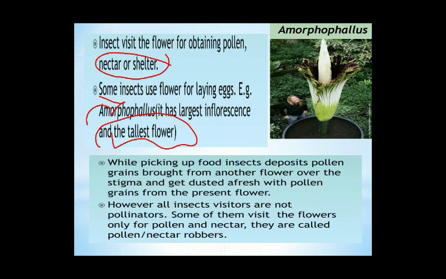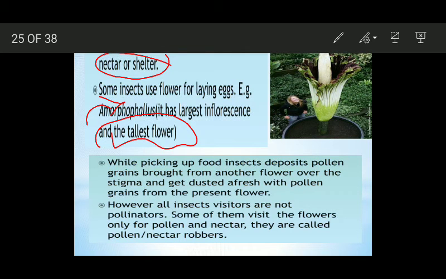Now, while picking up the food, the insects deposit the pollen grains which are brought from another flower over the stigma, and they in turn get dusted afresh with the pollen grains from the present flower. When an insect visits a flower, it deposits the pollen grains which are already present on the insect body, and it also gets dusted by the pollen grains of the current flower in which it is currently present. However, it has been found that all insect visitors are not the pollinators. Some insects visit the flowers only for getting the pollen grains and nectar. They are named as pollen robbers or nectar robbers.